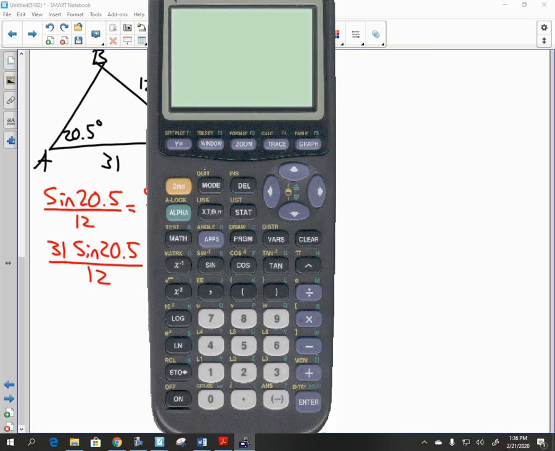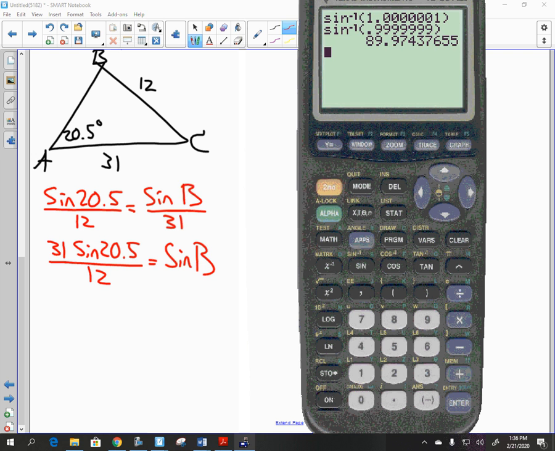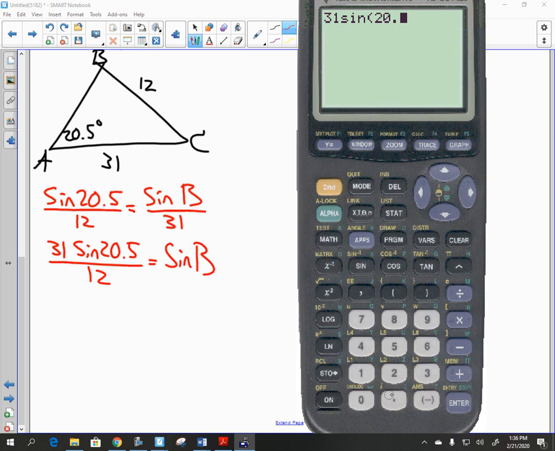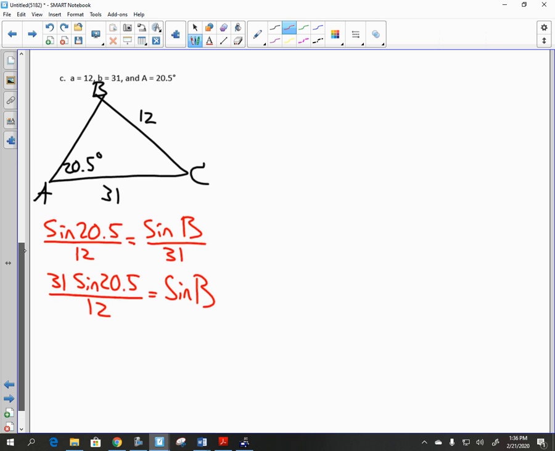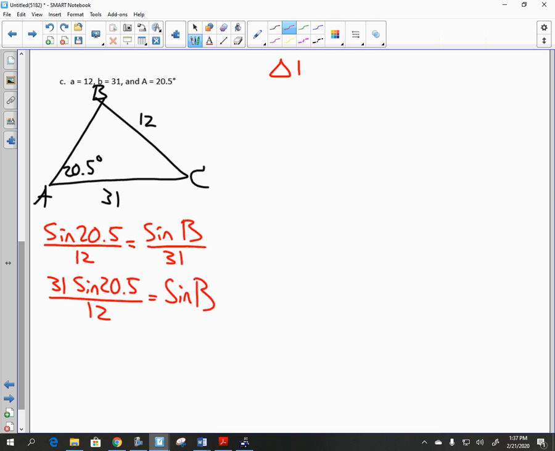Okay, I'm going to type that in and see what I get. 31 sine of 20.5 divided by 12. And I get 0.9. Can sine have a value of 0.9? Is that between 1 and negative 1? So now I know in this situation I for sure have two solutions. So you need to make triangle 1. You need to make triangle 2.